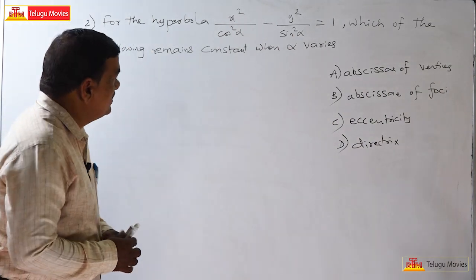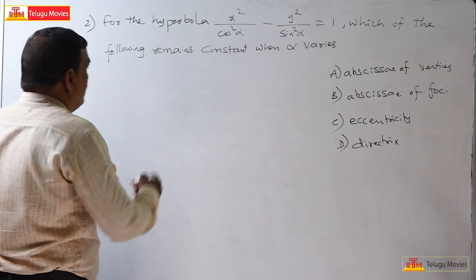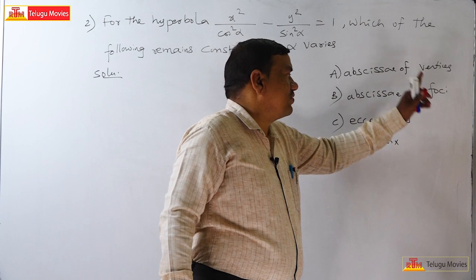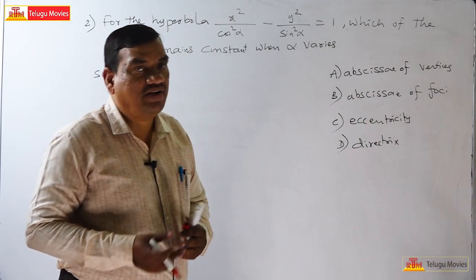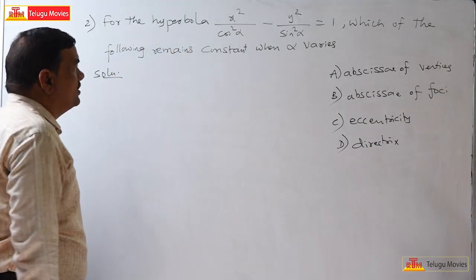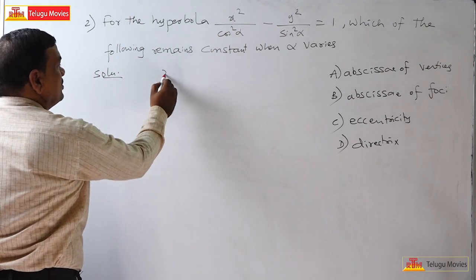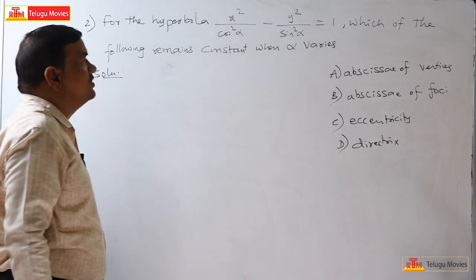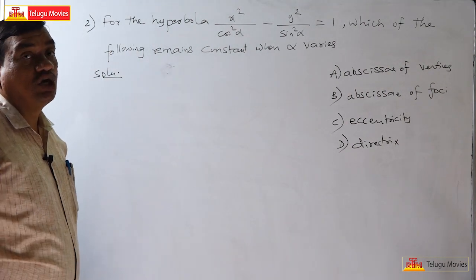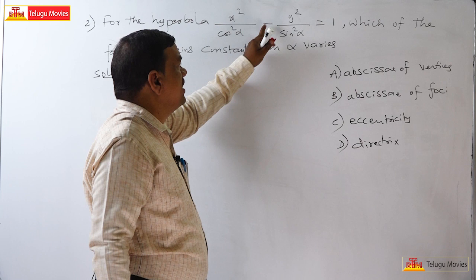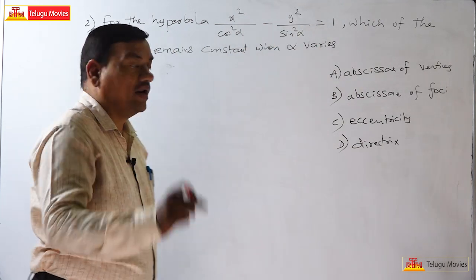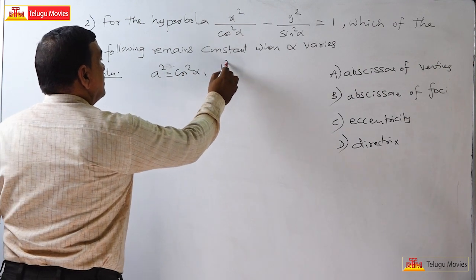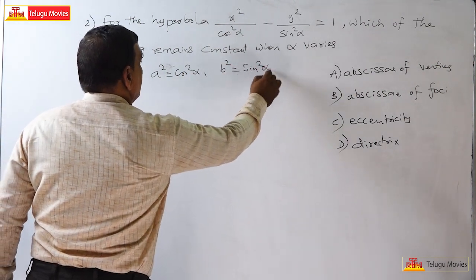Okay now, so let us solve this problem. First of all, to find the abscissa of the vertices or foci, eccentricity and directrix, we want the a value and b value. Let us find this a value, b value. The equation is x square by cos square alpha minus y square by sin square alpha is equal to 1. Compare with the standard form x square by a square minus y square by b square is equal to 1. Therefore, a square is equal to cos square alpha, b square is equal to sin square alpha.